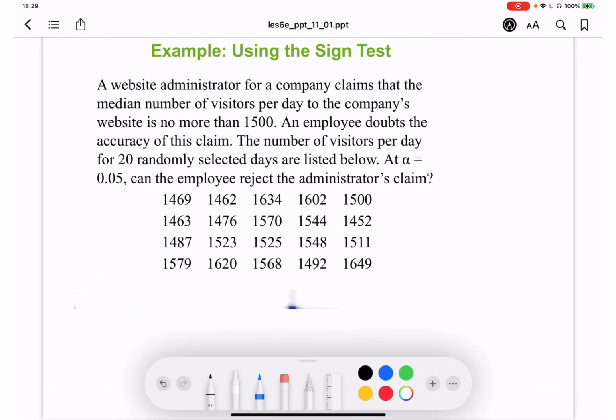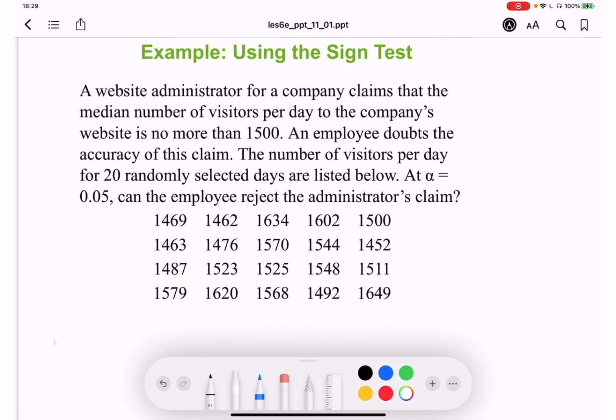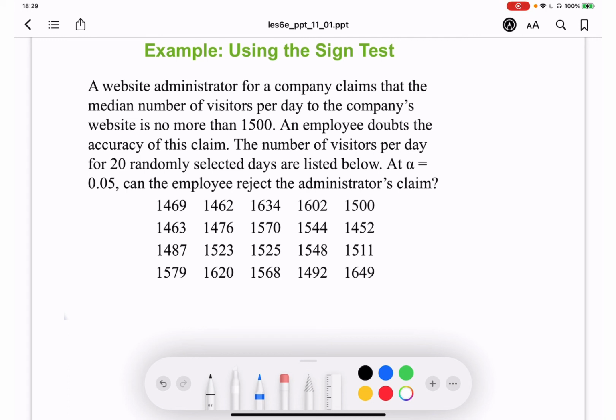So here we have an example. Using the sign test, a website administrator for a company claims the median number of visitors per day to the company's website is no more than 150. An employee doubts the accuracy of the claim. No more means less than or equal, which is the null hypothesis, since it includes the equal sign. The number of visitors per day for 20 randomly selected days are listed below. So in total, we have 20. At alpha equals 0.05, can the employee reject the administrator's claim?